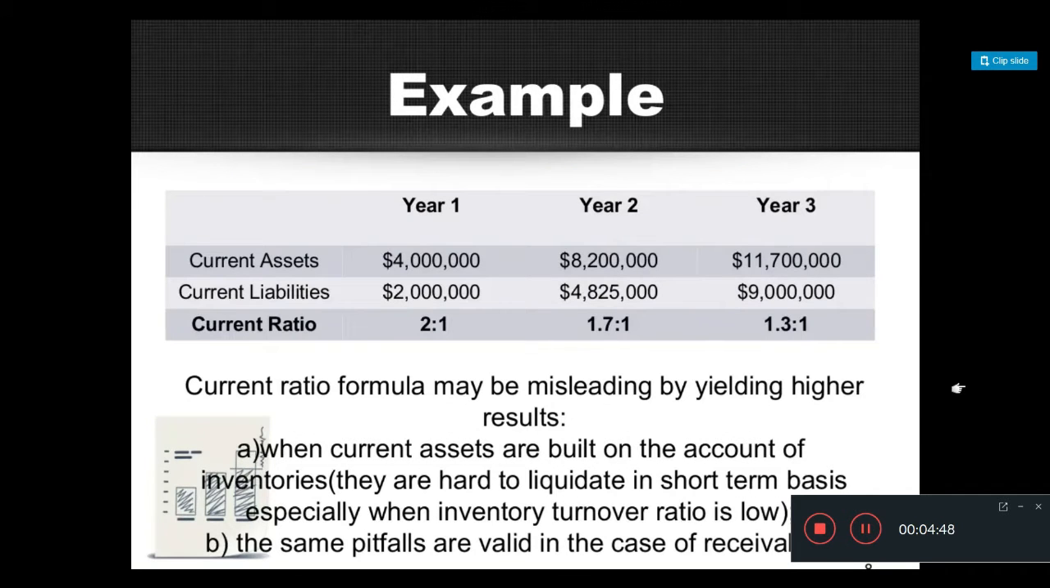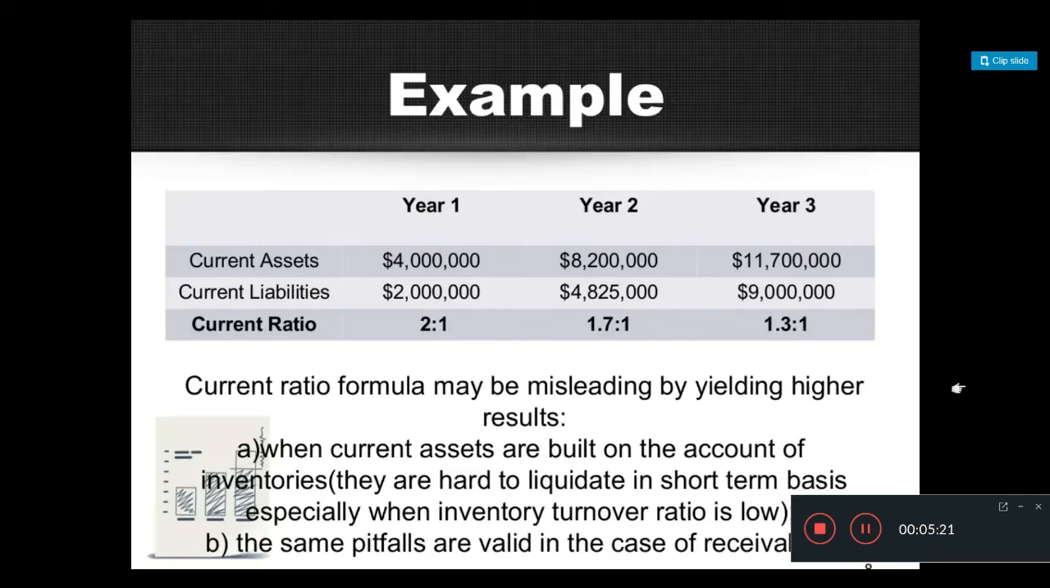Let's understand the current ratio with an example. Here you can see that the current asset for year 1 is 4,000. It's not in thousands, it's in lakh. So let me read all figures in rupees. It's 40 lakh. In year 2 it's 82 lakh, and in year 3 it's around 1 crore 17 lakh. Current liability is also there below the current assets, you can see that.